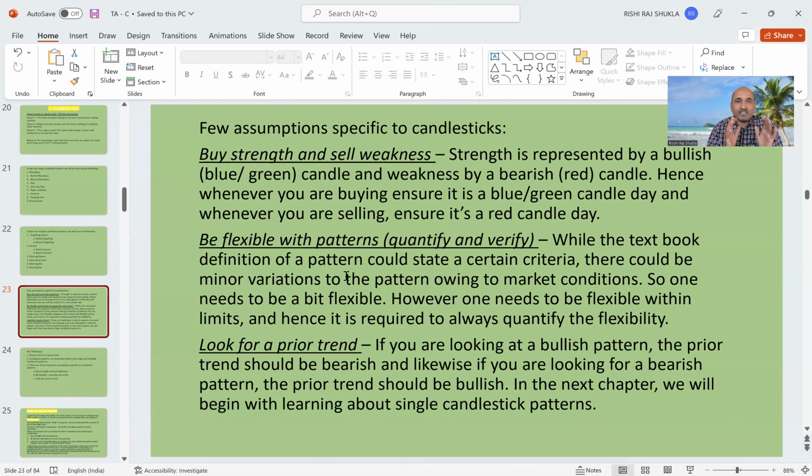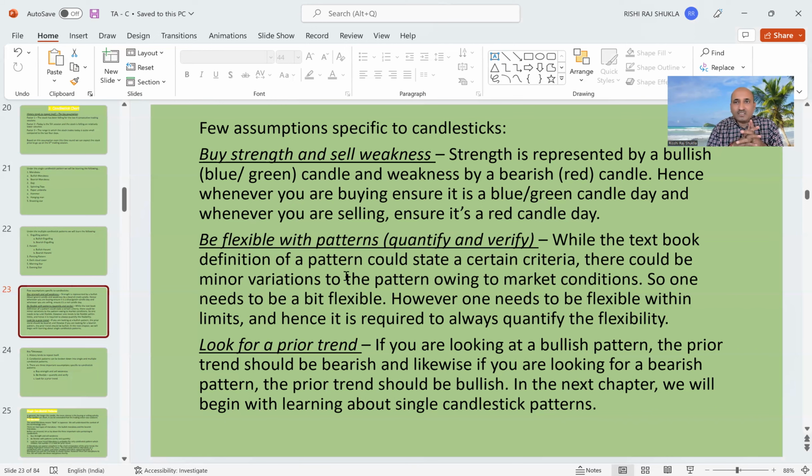Then the next one is be flexible with patterns, quantify and verify. We should do paper trading before jumping to any conclusion simply based on theoretical, bookish knowledge. We should be flexible with patterns. No pattern is 100% correct. There is a possibility of only 65 to 75% of it coming in our favor. Of course, there are some indicators and oscillators by which we can enhance our probability. Definitely, we will discuss those indicators and oscillators too, but in future sessions.